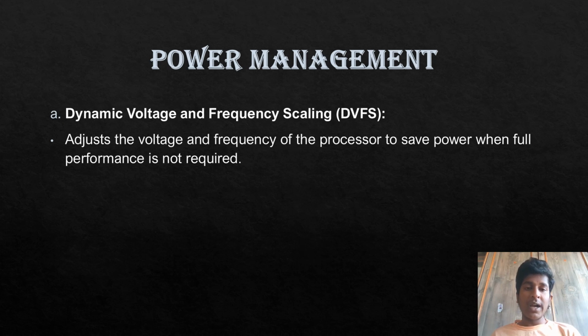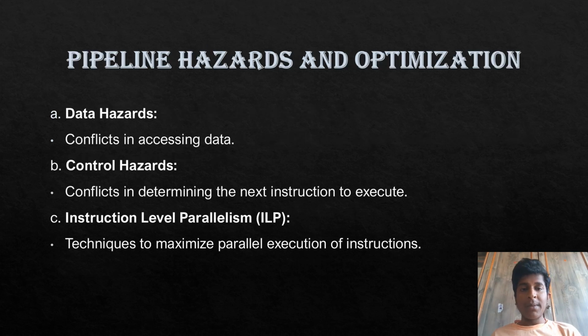Power management. Dynamic voltage and frequency scaling (DVFS) adjusts the voltage and frequency of a processor to save power when the performance is not required. Pipeline hazards and optimization. Data hazards, conflicts in accessing data. Control hazards, conflicts in determining the next instruction to execute. Instruction level parallelism, techniques to maximize parallel execution of instructions.